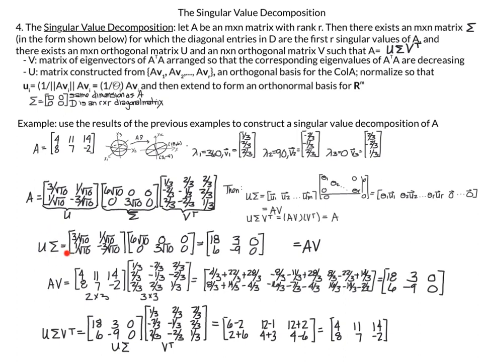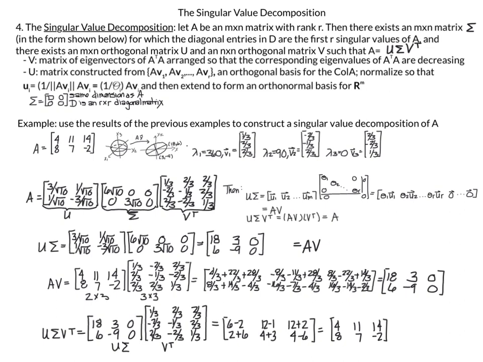So I just multiplied U times sigma as a double check. This is my U matrix, this is my sigma matrix, and I actually get A times V, which is really nice. I multiplied A times V just to double check. And I can also multiply U sigma and then V transpose. That's actually really what I should be doing. And I see that I get back A, so I have the correct answer.